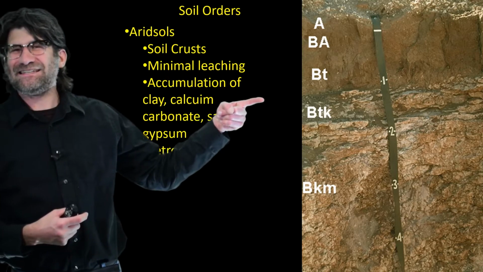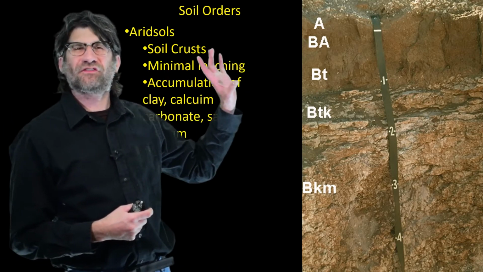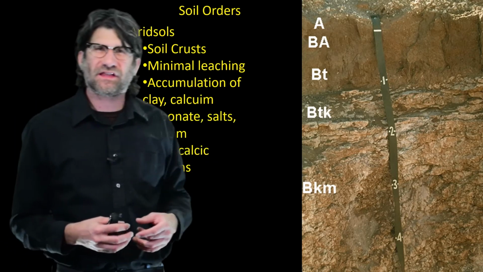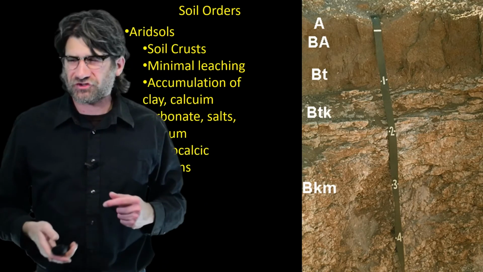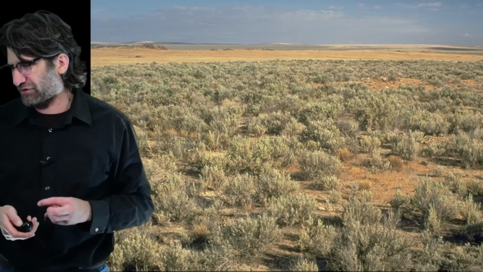Same with the clays. We see Bt stands for illuvial clay. We see lots of clay in aridisols because, again, we make the clays or they come in with the dust, and then you just can't flush them out. So big, thick B horizon in our aridisols.